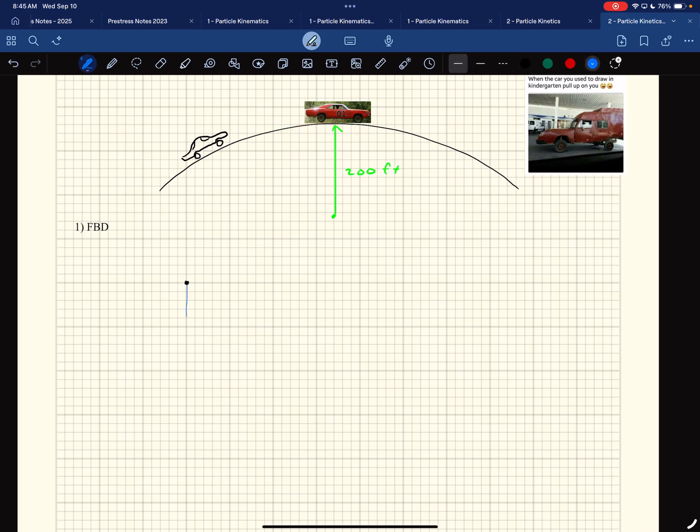So what do we have acting on this car? Yeah, good, you guys are there. There's gravity, mg, and what else? Normal force. We're going to talk about that one in a few minutes, but right now we draw it with the normal force in that direction. How about the coordinates?